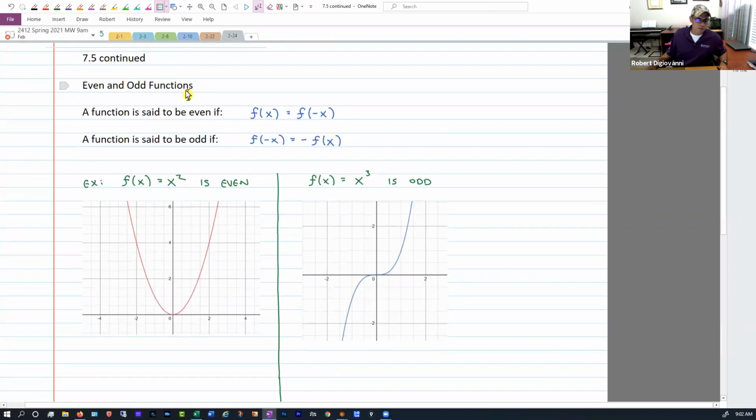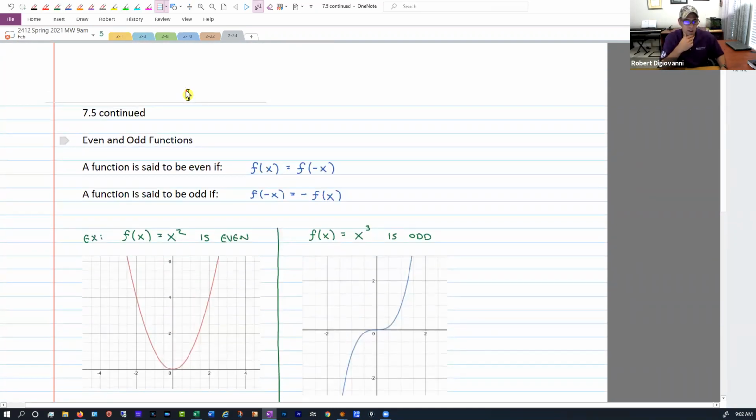All right, so we're continuing 7.5. The last topic at the end of the section had to do with even and odd functions. This is a topic that you cover in college algebra, but I'm just going to do a quick review of it. And then we'll talk about how we correlate the even and odd to the sine and cosine and tangent. So back in college algebra, you were told that a function is said to be even. We call a function an even function if f of x equals f of negative x. And then we call it odd if f of negative x equals negative f of x.